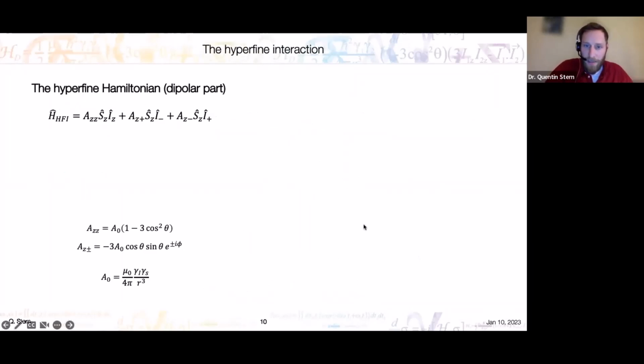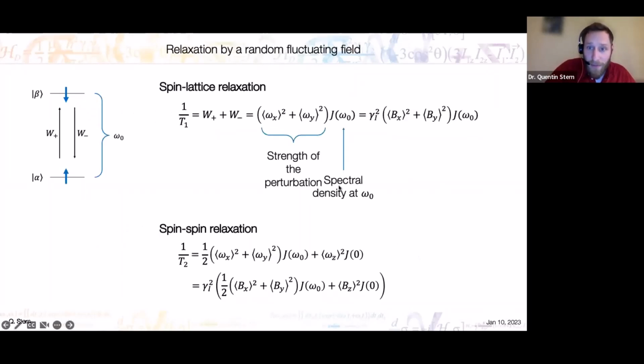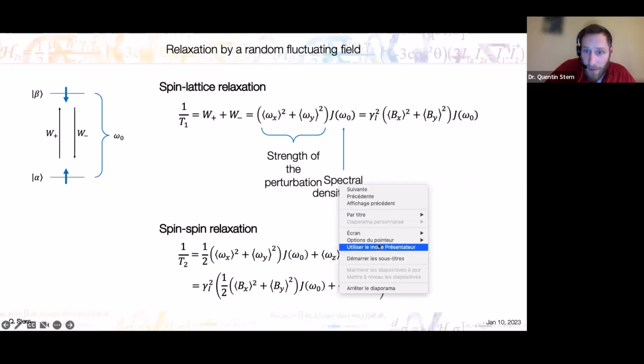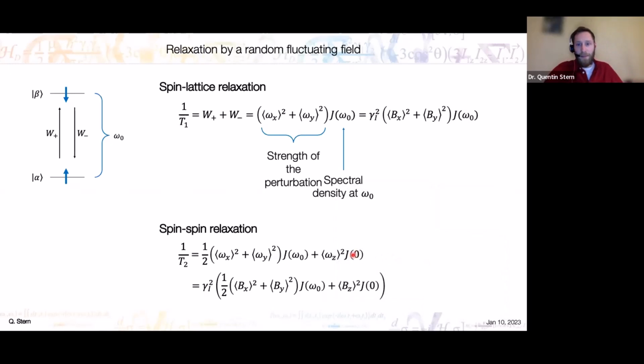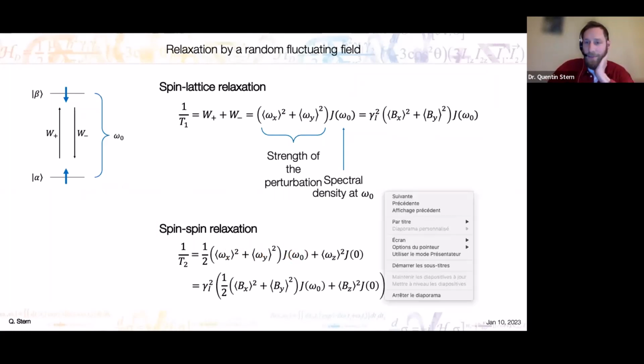Sorry, trying to use the pointer. Yeah, but the spectral density here is at 0. So for the field along Z, it's not a spectral density at the Larmor frequency, but at 0. And again, you can express it in terms of fields and not nutation frequency if you want. But now we know what we are searching for. We need to find the strength of this interaction and calculate the spectral density.